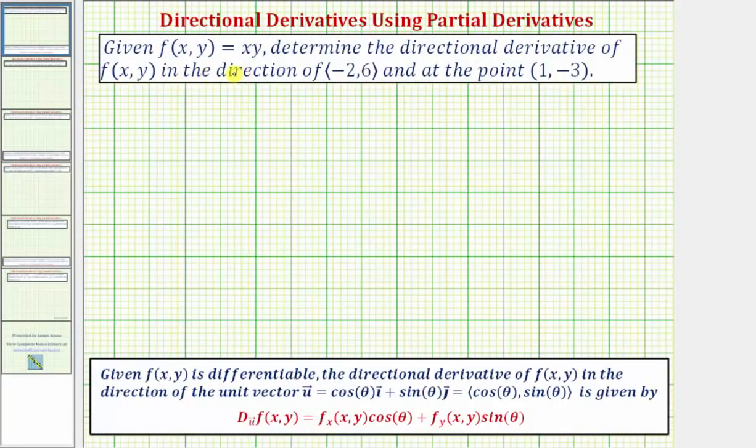We're given f of x comma y equals xy, and now to determine the directional derivative of the function in the direction of the vector with components -2, 6, and at the point 1, -3. Let's begin by looking at this graphically.